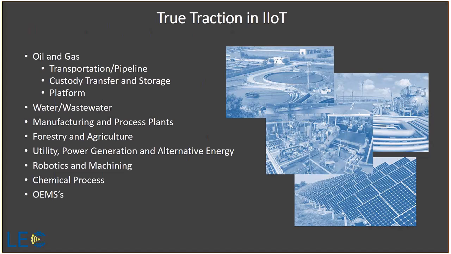We do a lot in manufacturing and process plants, forestry and agriculture, utility, power generation, alternative energy, robotics and machining, chemical process, and again, we're developing these systems for OEMs, whether that be a tank manufacturer, a motor manufacturer, compressors, these types of industrial OEMs.